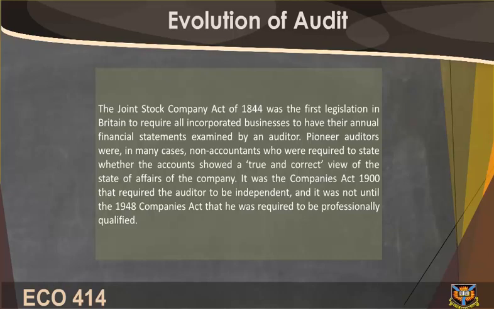Pioneer auditors were in many cases non-accountants who were required to state whether the accounts showed a true and correct view of the state of affairs of the company. It was the Companies Act 1900 that required the auditor to be independent, and it was not until the 1948 Companies Act that the auditor was required to be professionally qualified.